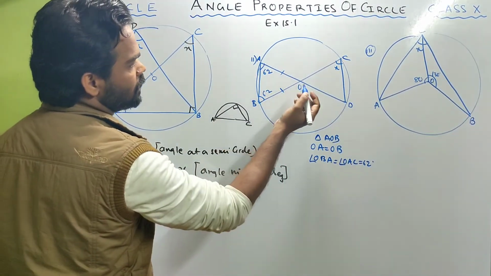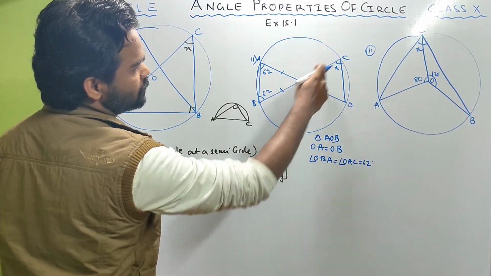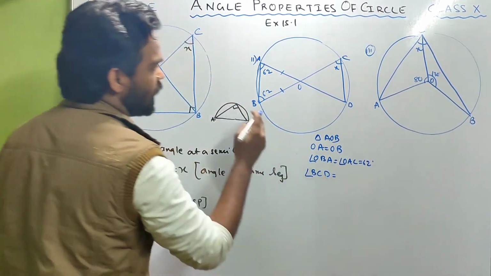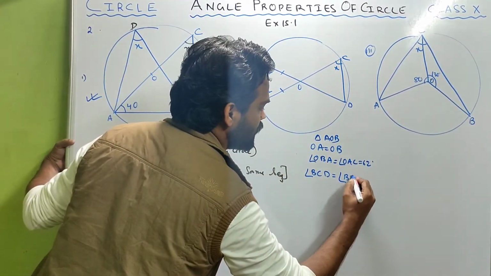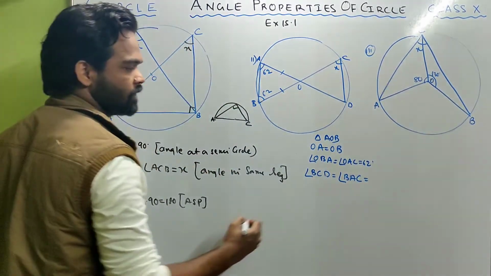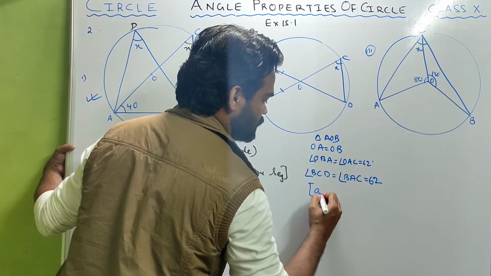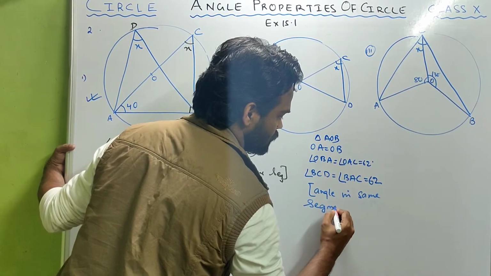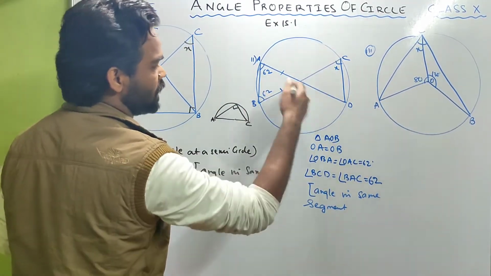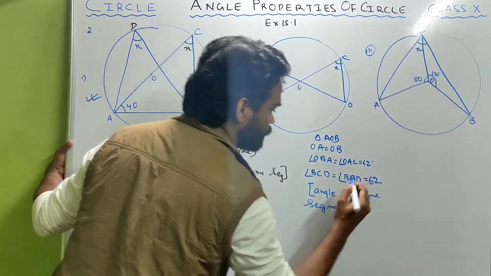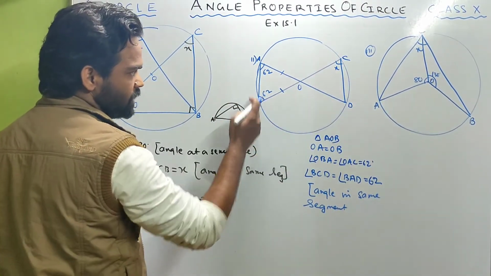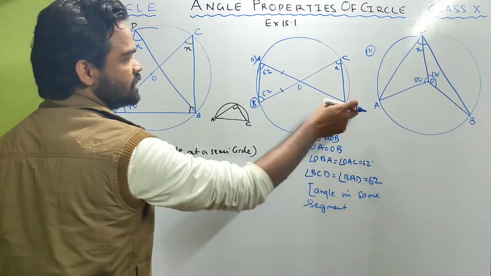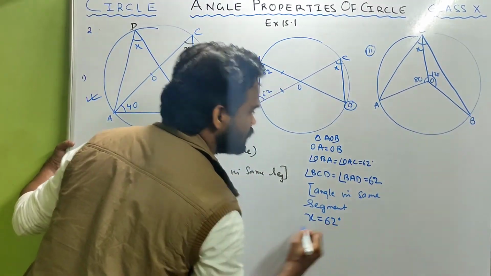Now look carefully. Angle BCD and BAC will be same, 62. Why? Angle in same segment. Just wait. BCD and BAD, sorry, BAD. Angle BCD, BAD. See, the segment is same. Hence, these two angles will be equal, which means angle BCD, which is marked as x, will be equal to 62 degrees. No doubt in that.